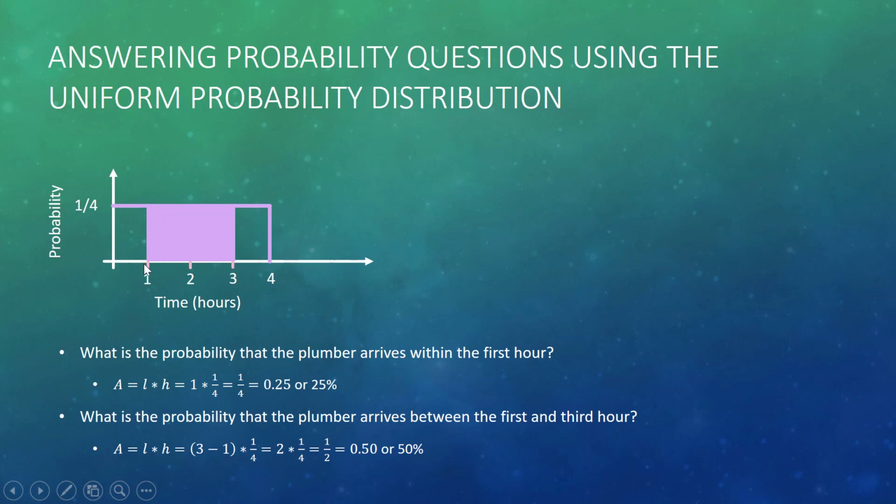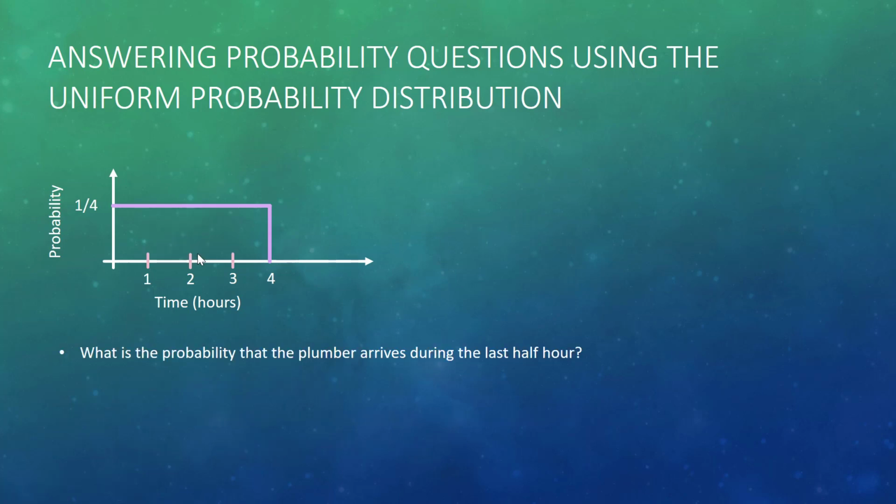We could really easily just count the number of tick marks, right? We could say 1 tick mark, 2 tick marks, and just say 2. Or if you wanted to think about it another way, you could think of it as 3 minus 1. Either way, we get 2 times the height of 1/4, which gives us 1/2. So there is a 0.5 or 50% chance that the plumber arrives in this shaded window.